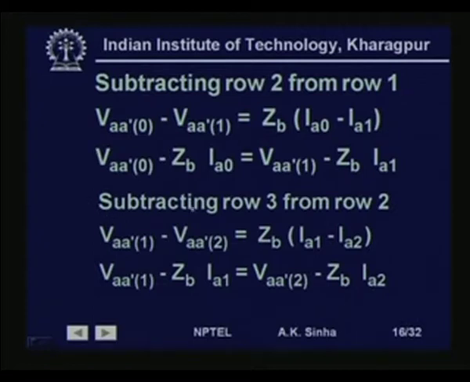Now, similarly, subtracting row 3 from row 2, we will get VAA dash 1 minus VAA dash 2 is equal to ZB into IA1 minus IA2, which will give us VAA dash 1 minus ZB into IA1. ZB into IA1 we are taking on this side, so it becomes negative. This VAA dash 2 we are taking on this side, so it becomes positive, minus IA2 into ZB. So, this is minus ZB into IA2. So, these two relationships that we are getting here like this.